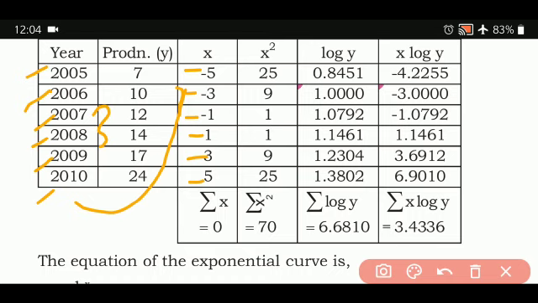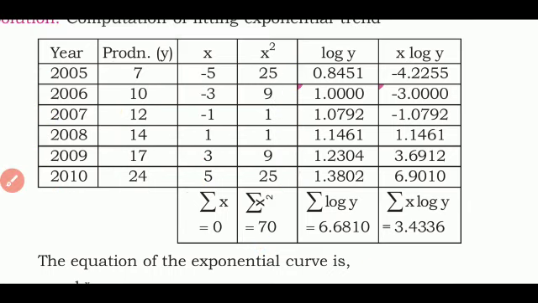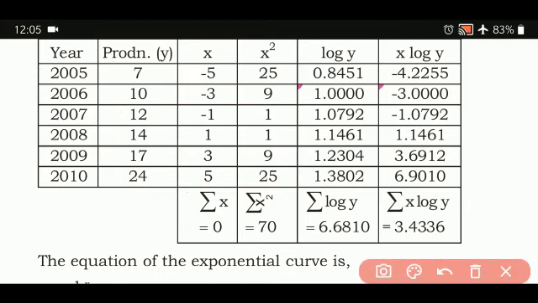Then your x squares are going to be minus 5 into minus 5 is 25, minus 3 into minus 3 will be 9, this will be 1, 1, 9 and 25. Summation x square is going to be 70. Same process, log y. Now these are your log values, these are the x, y values. This y value you are going to write in the form of logarithm. Now see, 7 is a single digit, its characteristic is going to become 0.